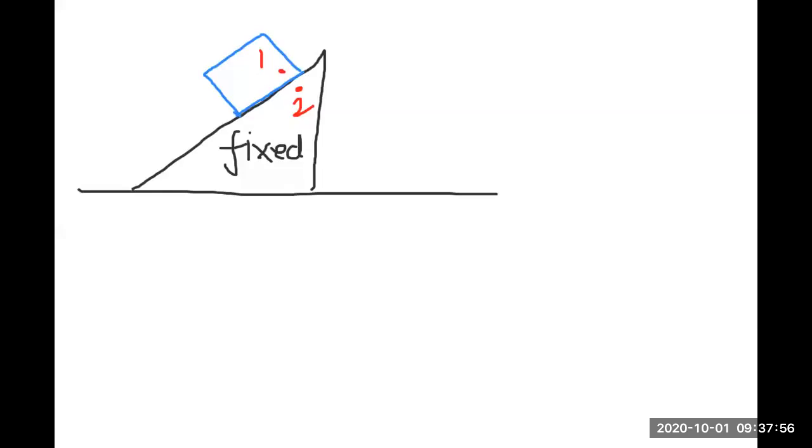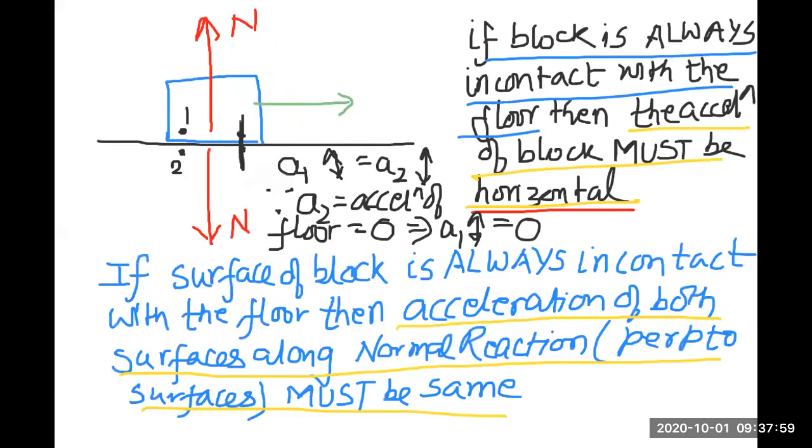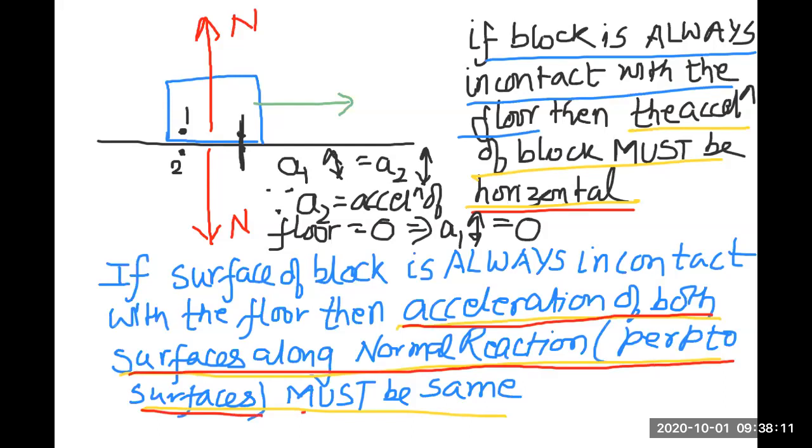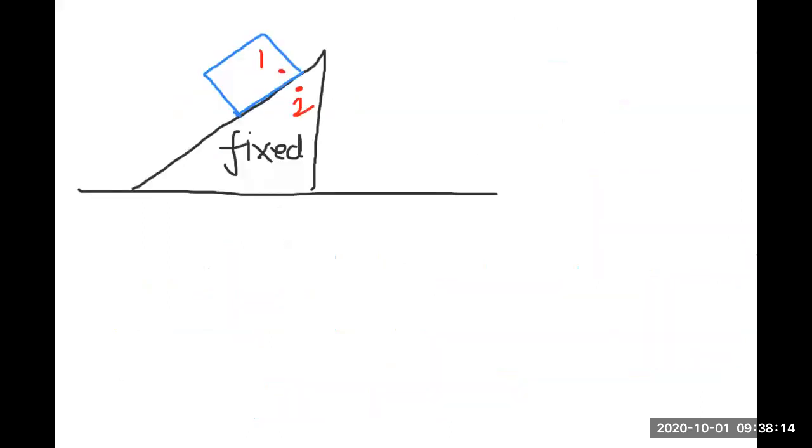So my statement says that if the two surfaces are in contact, then the acceleration of both surfaces along the normal reaction, or perpendicular to the surface, must be the same. This means that the acceleration of point 1 and point 2 in this direction must be the same. The acceleration of point 1 and point 2 along the yellow line must be the same. Please do not get confused with this.